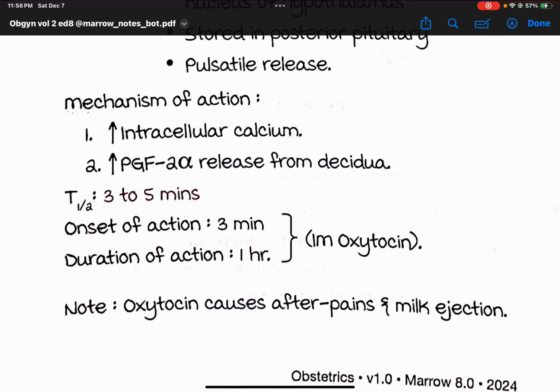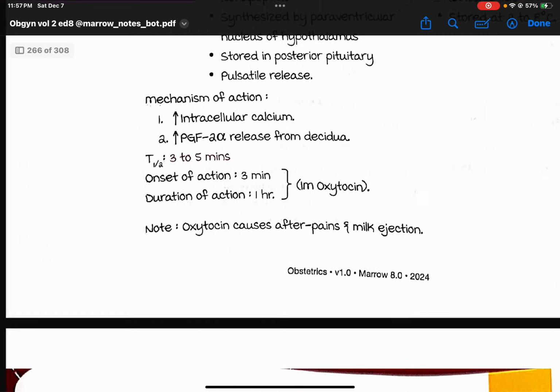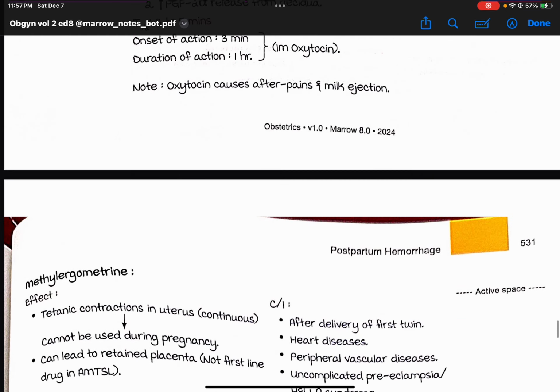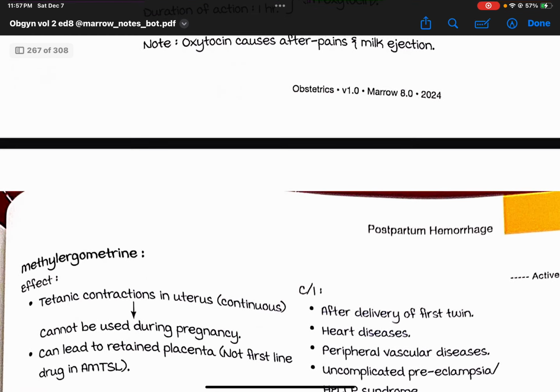Half-life is 3 to 5 minutes. Onset of action is 3 minutes. Duration of action is 1 hour with IM oxytocin. Oxytocin causes afterpains and milk ejection.